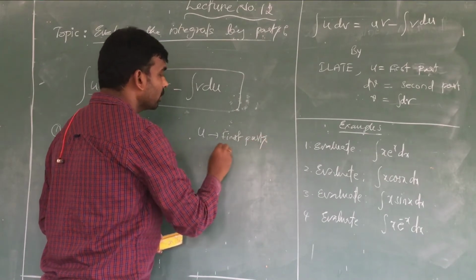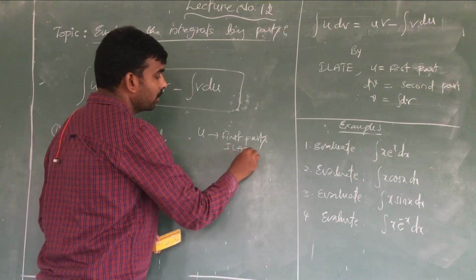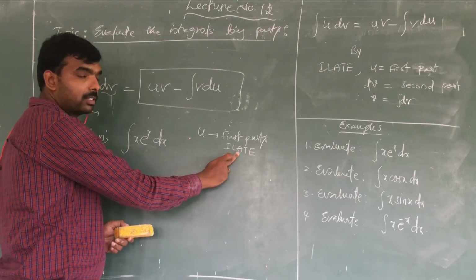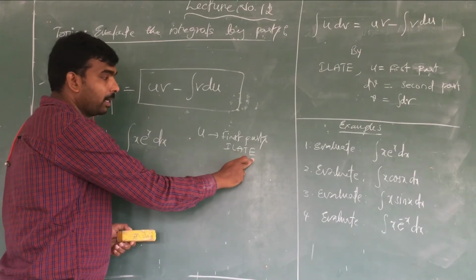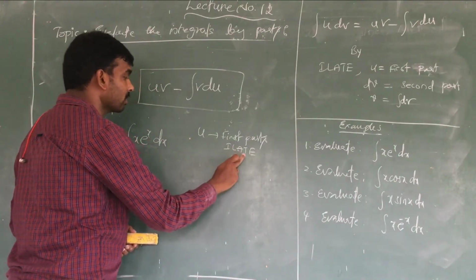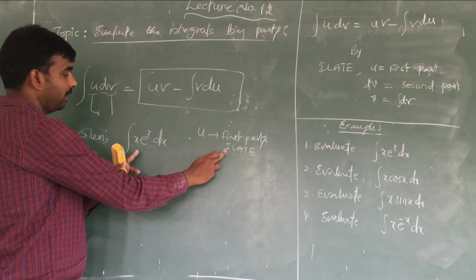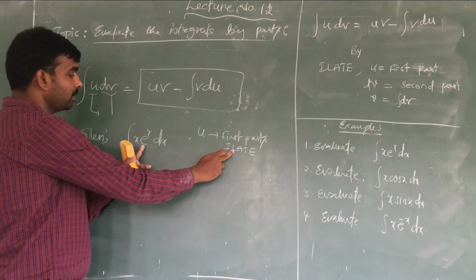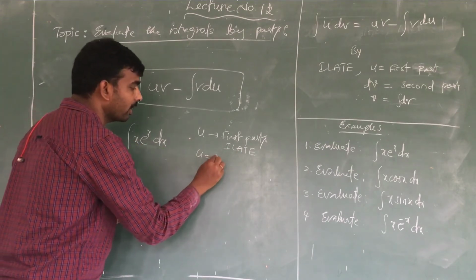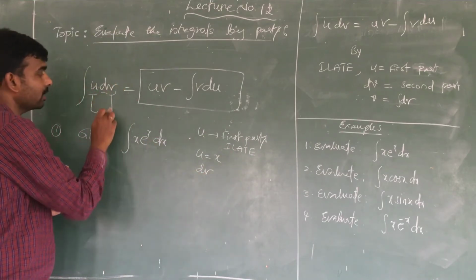For assuming the first part, you have to check the ILATE order. ILATE means I is inverse, L is logarithm, A is algebra, T is trigonometry, E is exponential. Check this order, and whichever comes first in the presence of the two functions, you take that one as u. Now you check: inverse is there? No. Logarithm is there? No. Algebra is there? Yes, x is algebra. So u is equal to x. Whatever remains is called the second part.